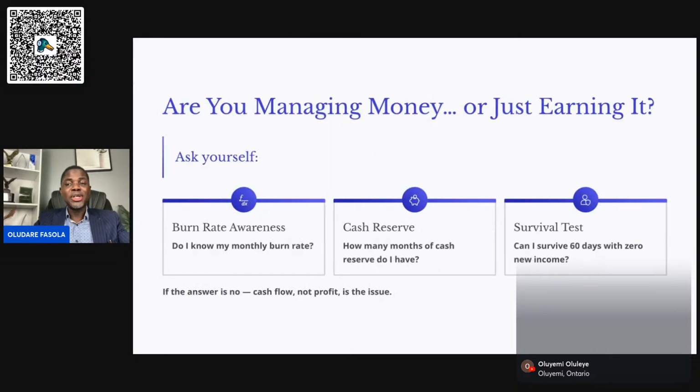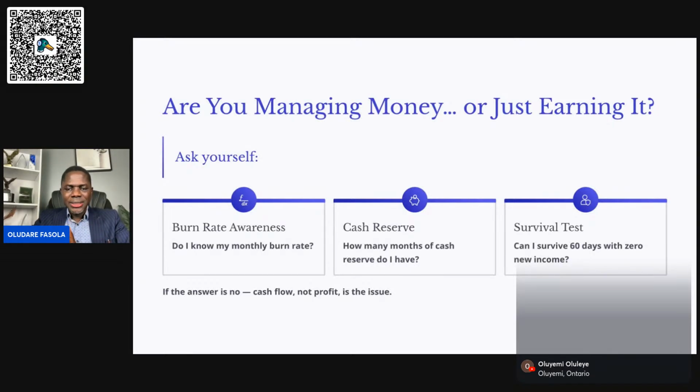Are you managing money or are you just earning it? I want you to ask yourself this question: do I know my monthly burn rate? If you don't take cognizance of what your monthly expenses look like, there is no way you can run a successful, profitable business that is on paper and also backed up with cash flow.